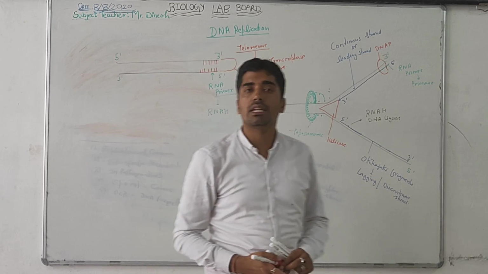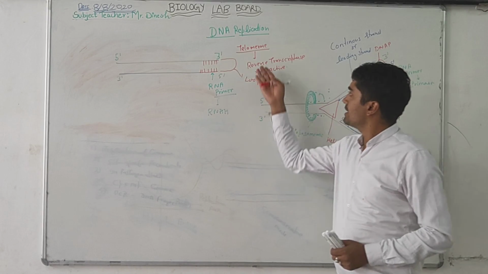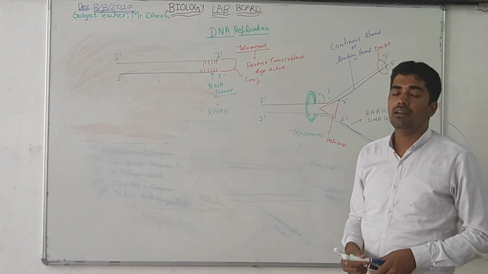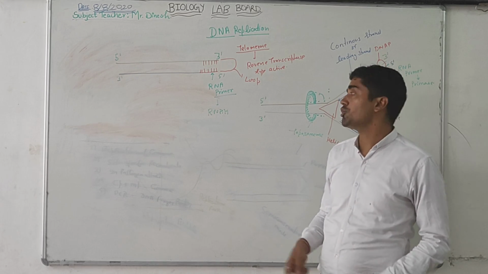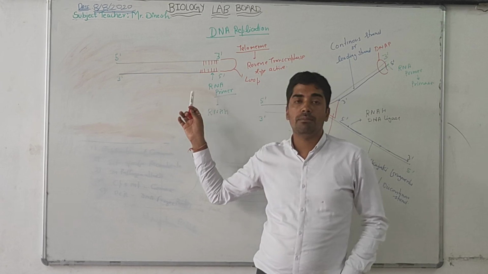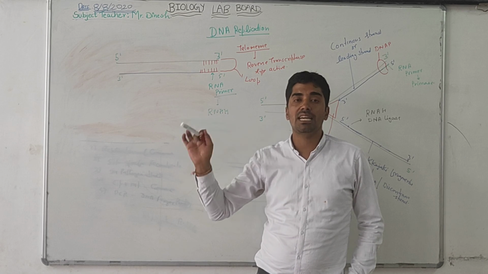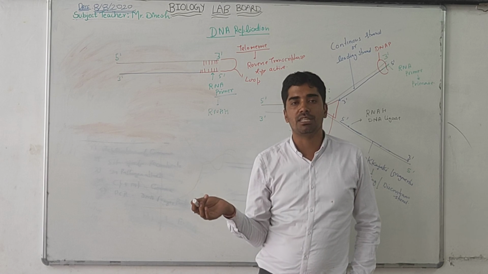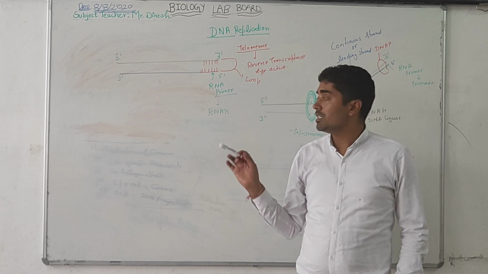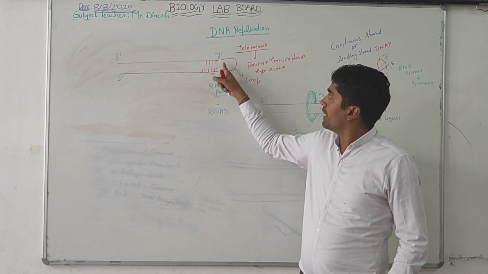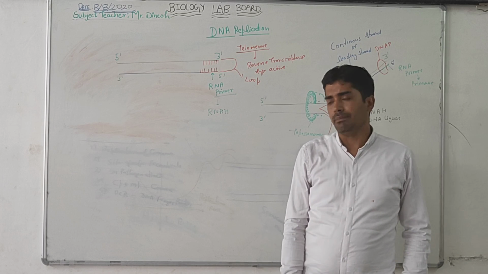So in eukaryotes, this enzyme telomerase acts to solve the end replication problem. The end replication problem is to remove this RNA primer and to resynthesize DNA from the complementary strand. DNA polymerase cannot complete that process. This process can be completed only by the telomerase enzyme.